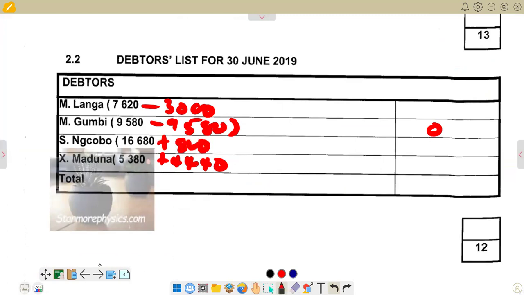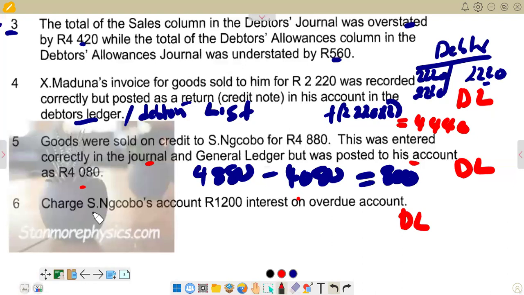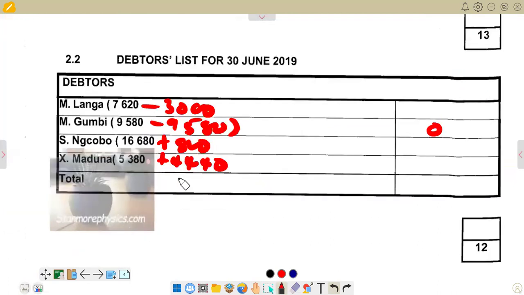Then we go on to look at the next one, which is the last one. It says to charge Estimable's account 1,200 interest on the overdue amount. We said when there's interest, we are increasing the amount that that person is owing. So on Estimable's balance, we add 1,200. So this was the last one. We can close our brackets now since we've reached the last item of the adjustments. We have already adjusted for M&B. That is what we have adjusted so far.